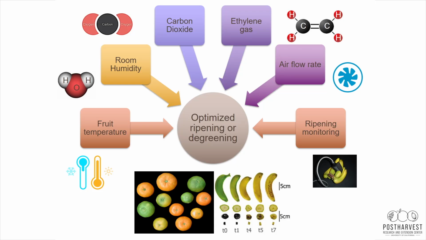Carbon dioxide, mainly keeping the levels below an acceptable level to avoid quality issues like fermenting flavors or aromas in the produce, which varies from produce to produce. But generally speaking, keeping the carbon dioxide below a specific level. Ethylene gas, which as you've learned or will learn, is the hormone of ripening. Airflow rate, to keep the movement and expose the fruit to ethylene and temperature conditions, and also remove the carbon dioxide that is present in the room.